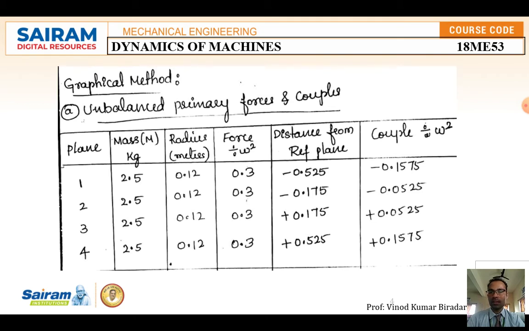Okay, so how many planes are given here? 4 planes are given. So 1 2 3 4, write in this column. Second, the mass of each cylinder is given as 2.5, so write here 2.5 2.5 2.5 2.5.